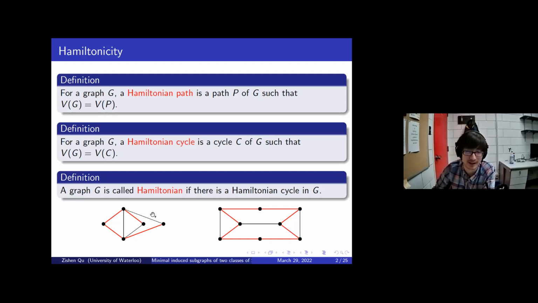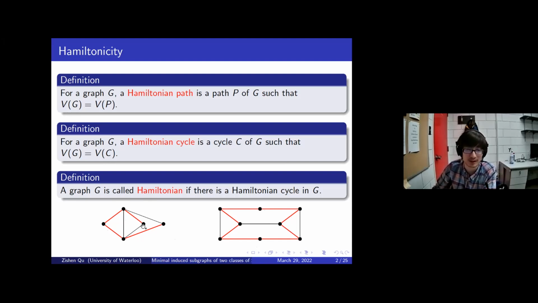Okay, so I've drawn some examples here. On the left is what we call a two nova. And on the right, it's two triangles connected by three paths. So I've highlighted a Hamiltonian path in the two nova. And there's no Hamiltonian cycle there.